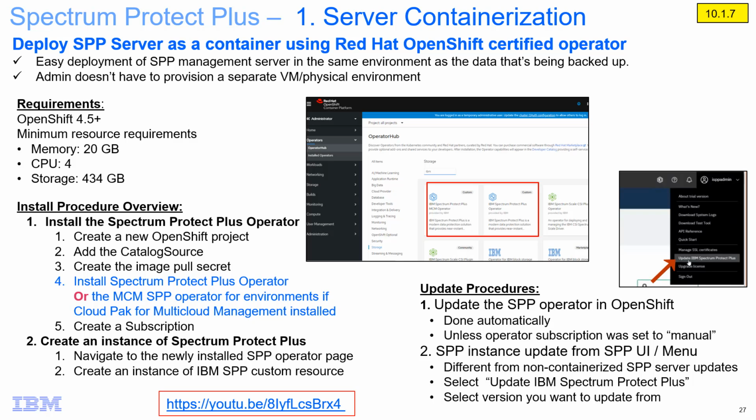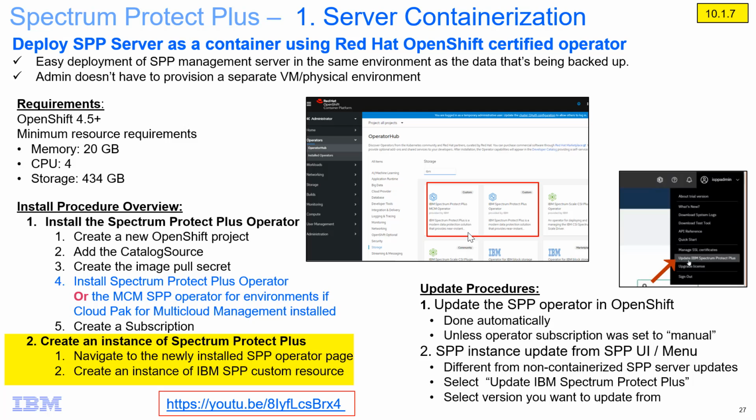You'll simply create a new OpenShift project. You'll add the catalog source. You'll create an image pull secret. And then you'll choose either the Spectrum Protect Plus operator that you see here on the right, or if you have the IBM Cloud Pak for multi-cloud management installed, you could choose our MCM operator. You create a subscription. You then will create an instance of Spectrum Protect Plus, and it will be installed and ready to utilize.